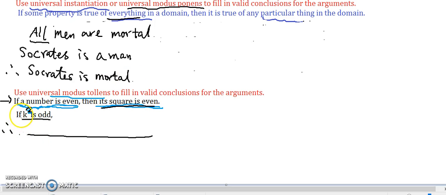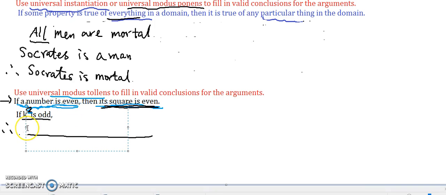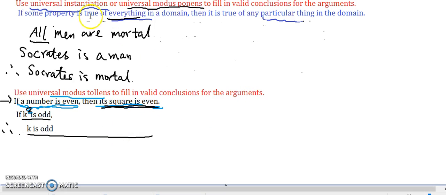So if we know k squared is odd, which means k squared is not even, so that's the negation of the consequence. Therefore, we should know k is odd. K is not even. So pretty much it's like doing contrapositive.